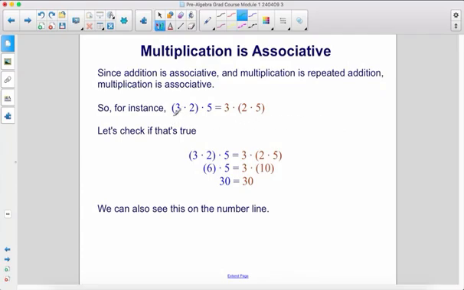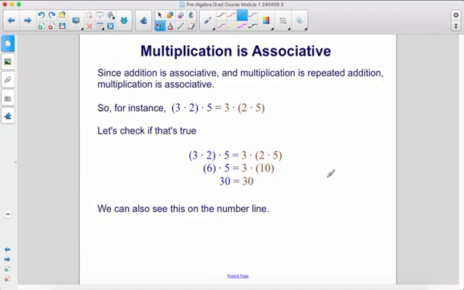So for instance, in parentheses, 3 times 2 times 5 equals 3 times, in parentheses, 2 times 5. Let's check if that's true. Well, 3 times 2 is 6. 6 times 5 is 30. And over here, we have 3 times 2 times 5. So we'll do this first, right? PEMDAS, we do parentheses first. 2 times 5, 2 groups of 5 is 10. Times 3, 3 groups of 10 is 30.